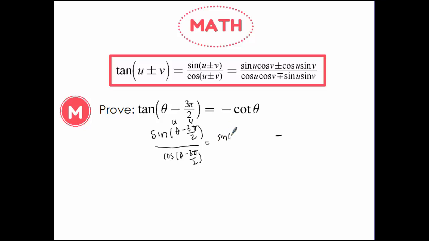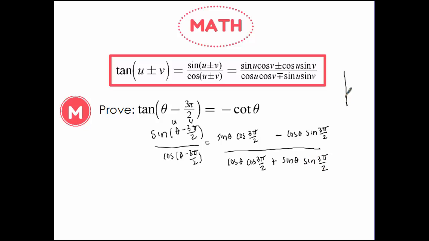So it's going to be sine of theta, cosine of 3 pi halves, minus cosine of theta, sine of 3 pi halves, all over cosine theta, cosine 3 pi halves. And then for cosine, if it's subtraction, we do the opposite. So plus sine theta, sine 3 pi halves.